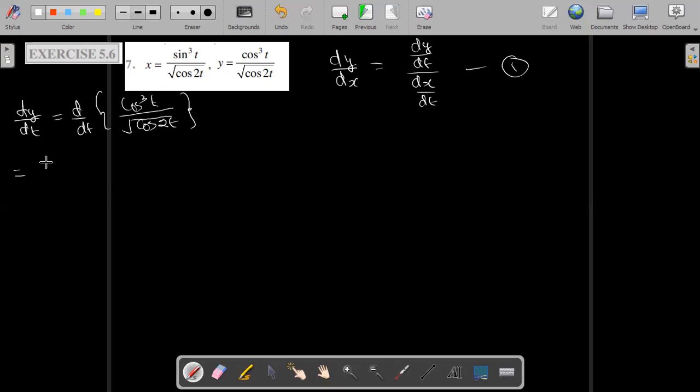So leave the denominator, under root cos 2t, and differentiate the numerator. Now we will differentiate directly. Cos raised to power 3, so 3 cos square, then cos t, the differential of cos t is minus sin t. Got it? Chain rule.